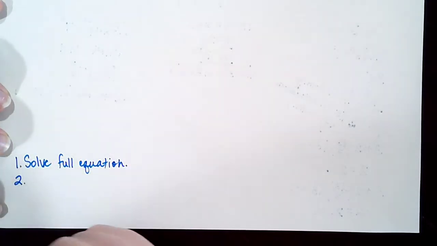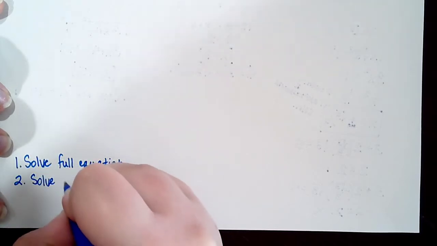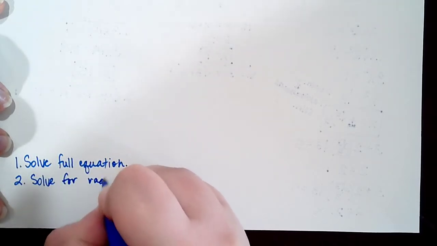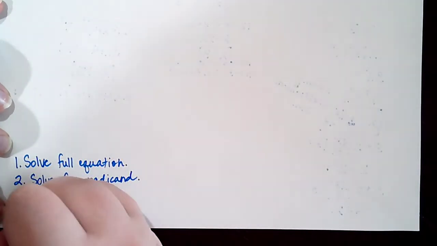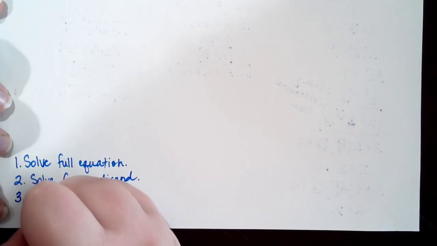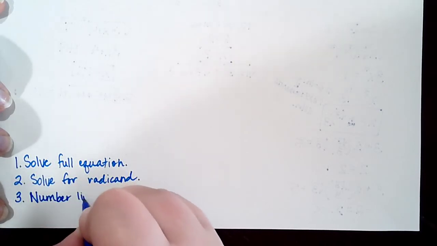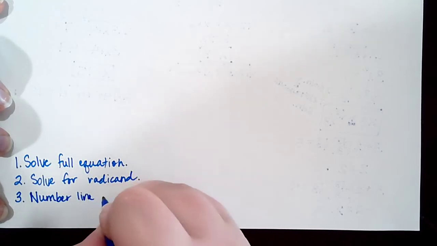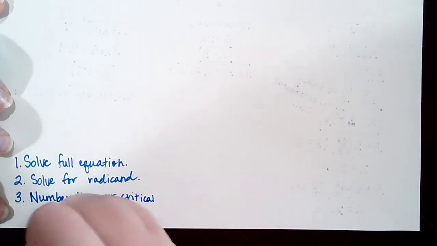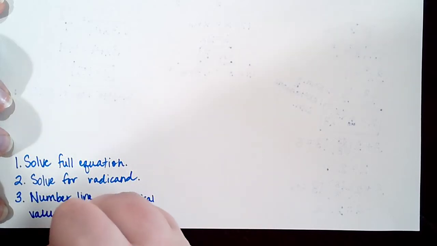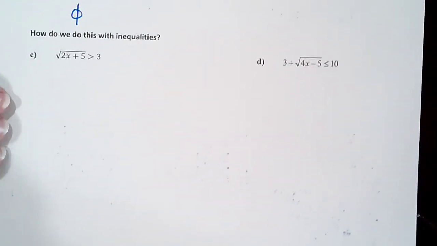The second thing we're going to do is solve for the radicand. I'll show you why in just a minute. Remember, that's everything inside the radical. And then third, we're going to create a number line with our critical values. And yes, I'm using number line as a verb in this case. We're going to number line our critical values. So let's see what this means.